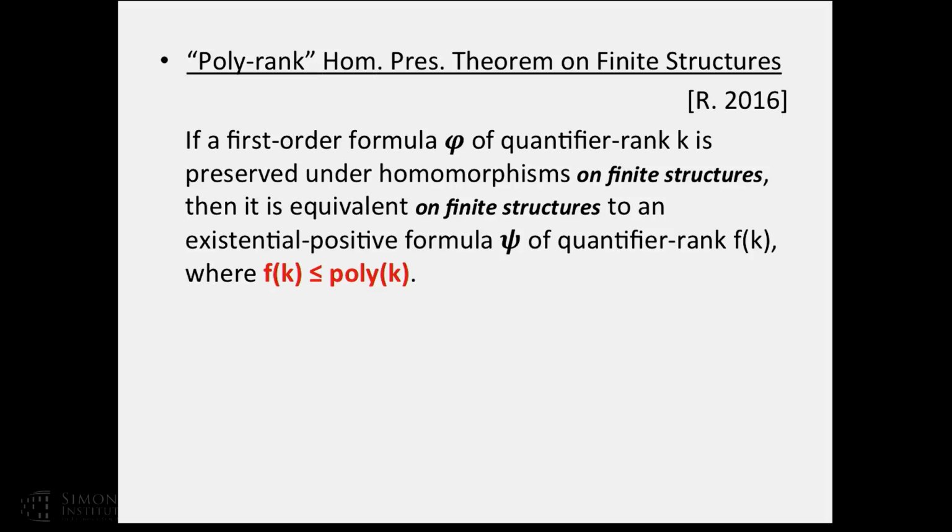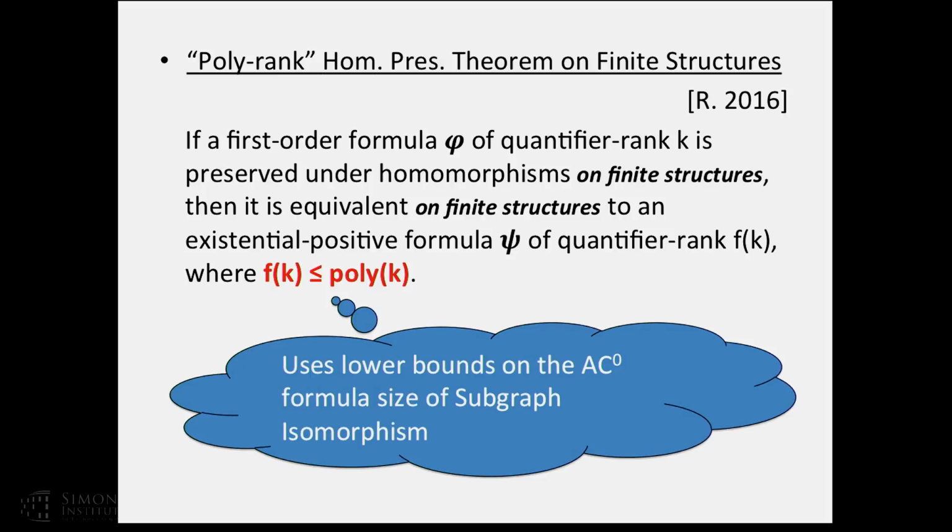new result in this paper is a quantitative improvement on the homomorphism preservation theorem on finite structures. So we give a completely new proof of this result that uses lower bounds in circuit complexity and some results in graph minor theory. And we get the same theorem, but now with only a polynomial blow-up in the quantifier rank of the equivalent existential positive formula. Okay, so this is the main result. And this uses a lower bound on the AC0 formula size of the subgraph isomorphism problem. Okay, so that's the background and the statement of the main result.